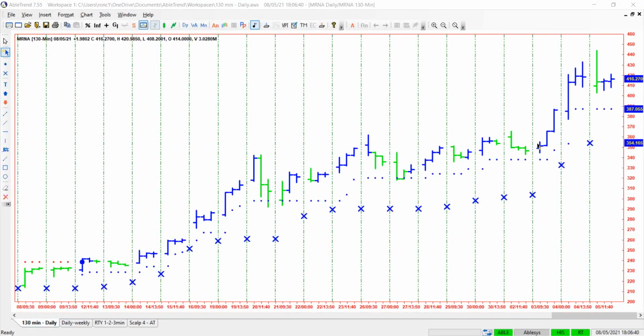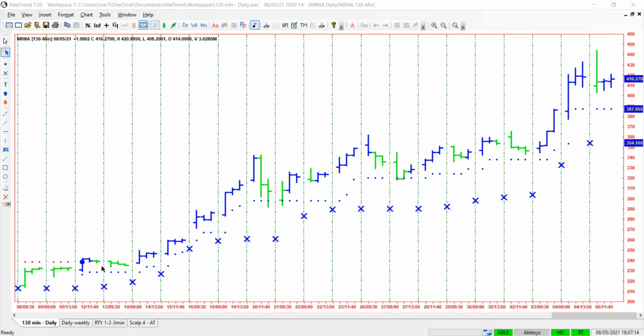Never closed under the blue dots. In fact, the sell would be either a red bar, obviously, because red means sell in AbleTrend, and blue means buy, or if the price closes under the previous lower blue dot, not just touches under it or goes under it, at the end of the 130 minutes, because this is a 130-minute daily combination. So at the end of the 130 minutes, if it closes, then you'd like it.